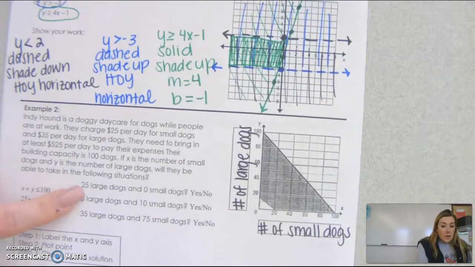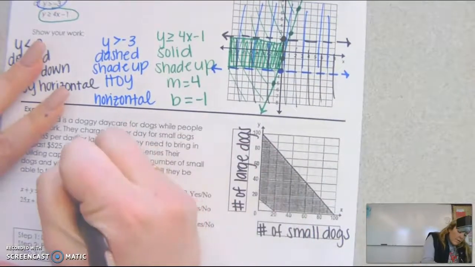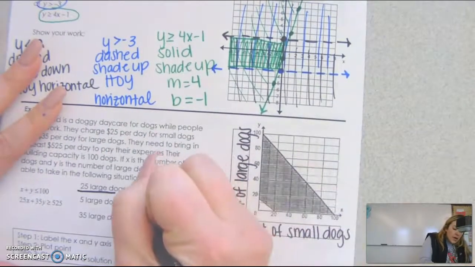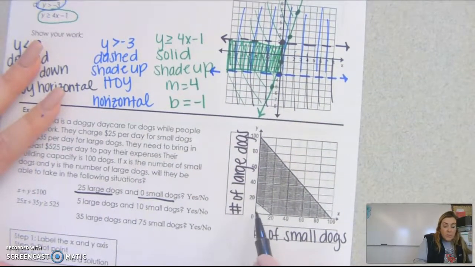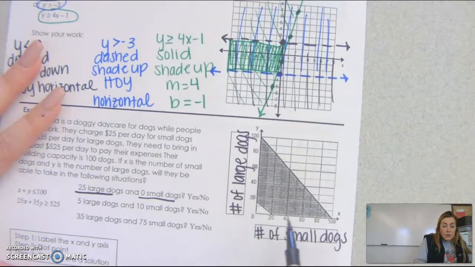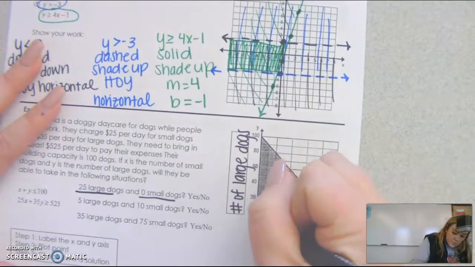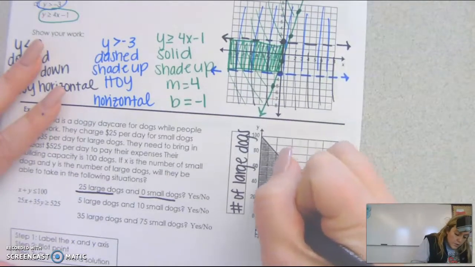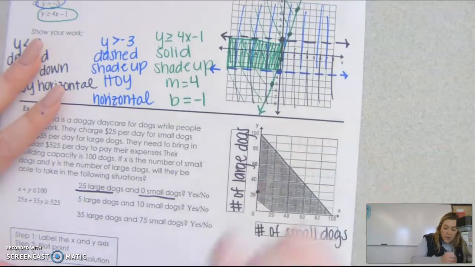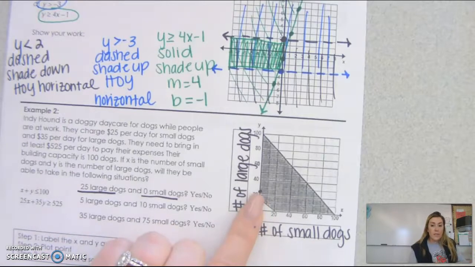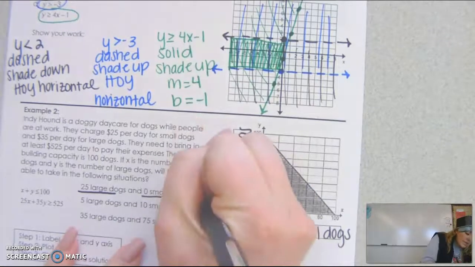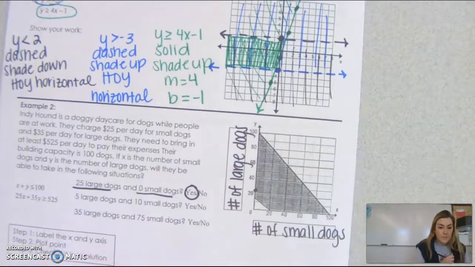So they want to know, can they do 25 large dogs and 0 small dogs? So I'm going to start at 0, 0 for my X-axis. It said 0 small dogs, so I'm going to stay here. And then 25 large dogs. That's going to be about right there. So we want to know, is that in the shaded area? Well, it's on the border, but this is a solid line. So yes, that will work.